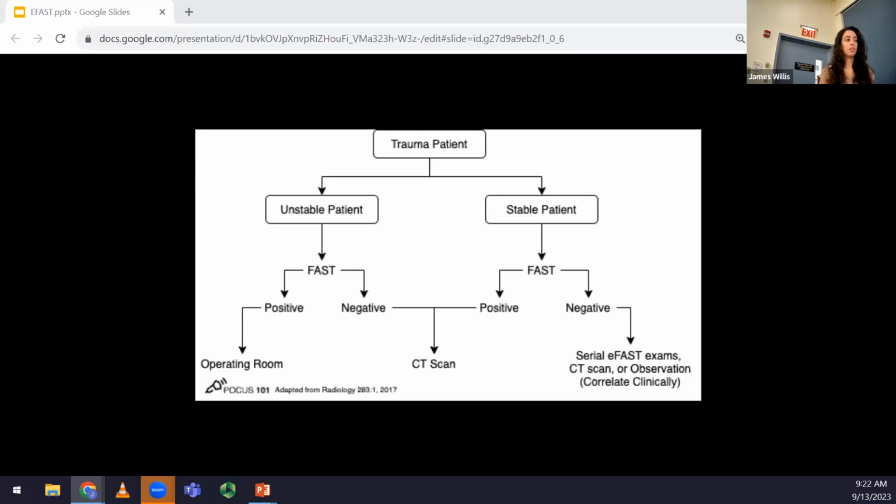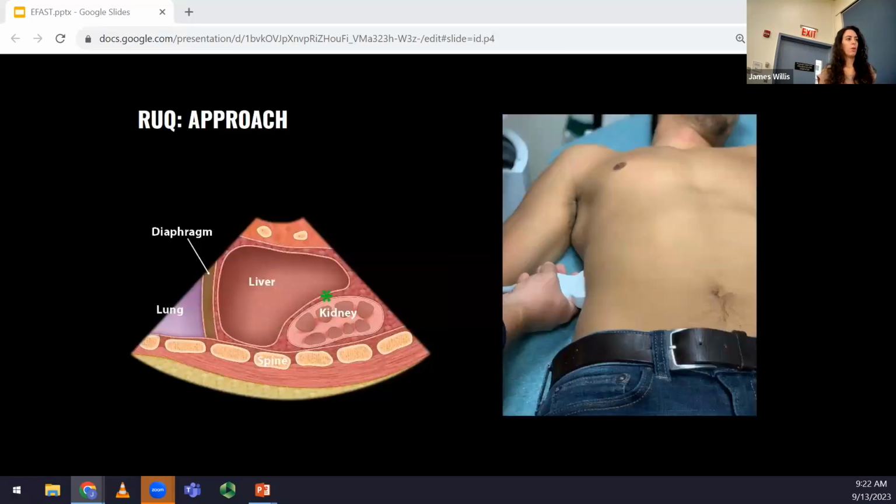If you have a stable patient, their FAST is negative, again, you have to use your clinical judgment and determine what other imaging is needed. This mention here, serial EFAST exams, observation, serial abdominal exams, those are going to come into play in some other settings when you do not have immediate access to CTs, immediate access to trauma. These serial exams might be what leads you to make the decision to transfer a patient or not who is stable. So how do we do the FAST exam?